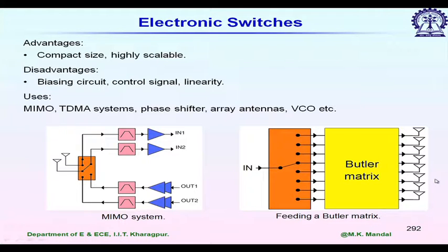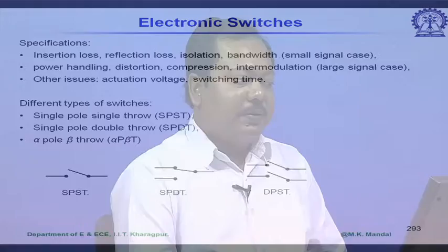So, that means for 2 to the power n input or 2 to the power n output lines, we have 2 to the power n possible beam directions, and at a given time the actual RF input is connected to one of the input ports of the Butler matrix. So, we need a switch bank at the input side to control the beam position. So, these are some examples of application of electronic switches.